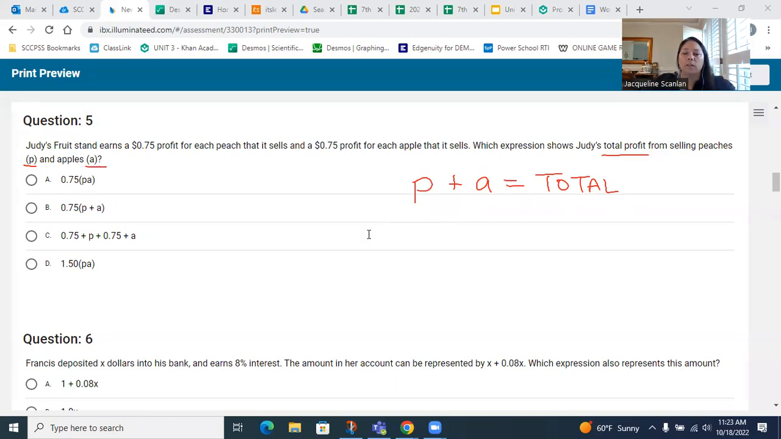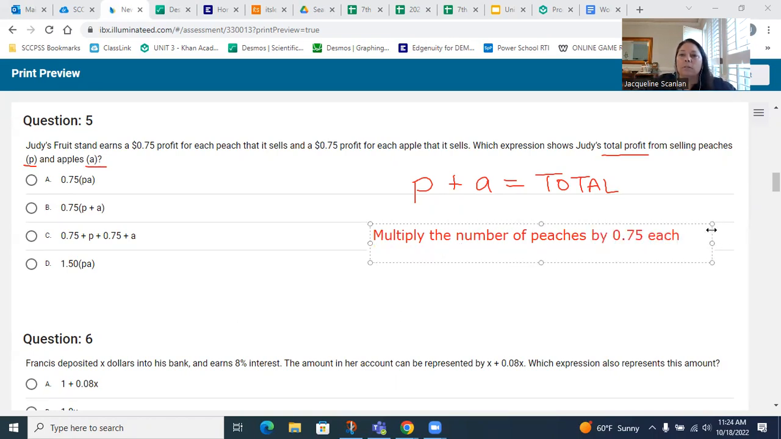Let me write this down for you. We would multiply the number of peaches by 75 cents each. Right, so if she sold 1 peach, she'd earn 75 cents. If she sold 2 peaches, she'd earn $1.50 and so on. And so the easiest way to figure that out is to just multiply, right? And here's the other thing. She's going to earn the exact same amount for the number of apples that she is selling.